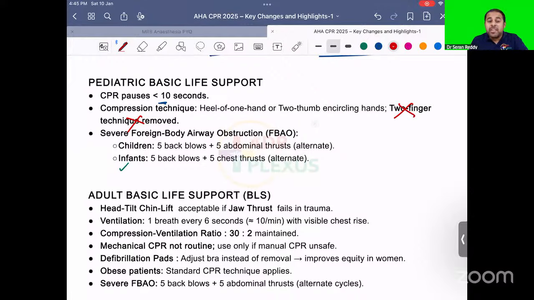Then, if there is a severe foreign body airway obstruction, what do you have to do? This is important. In children, 5 back blows and 5 abdominal thrusts, alternate: back blow, abdominal thrust, back blow, abdominal thrust. That is in children. Whereas in infants, 5 back blows and 5 chest thrusts, alternate. So in children, back blows and abdominal thrusts, and in infants, back blows plus chest thrusts. This is again an important thing.